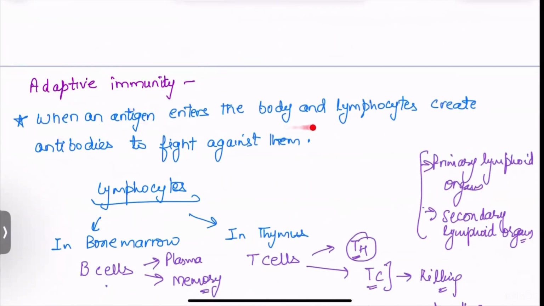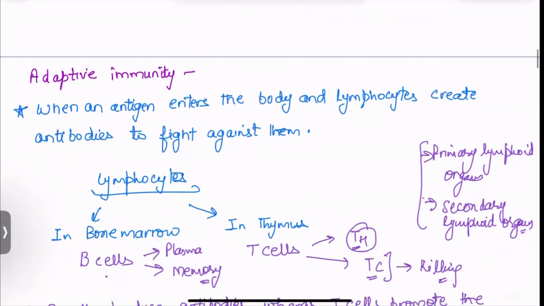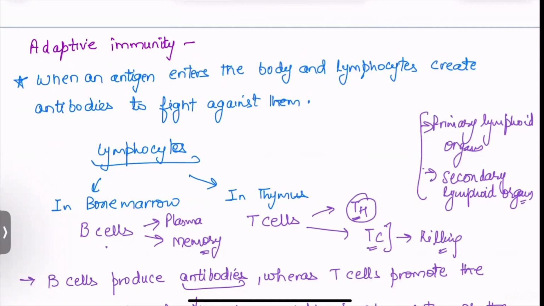Now the adaptive immunity. When an antigen enters the body and lymphocytes create antibodies to fight against them, this is called adaptive immunity. We have divided this into humoral, that is antibody formation, and cell-mediated immunity. In cell-mediated immunity, we basically talk about B cells and T cells.